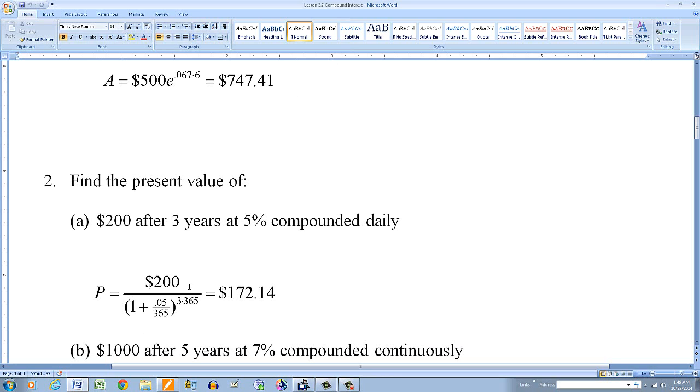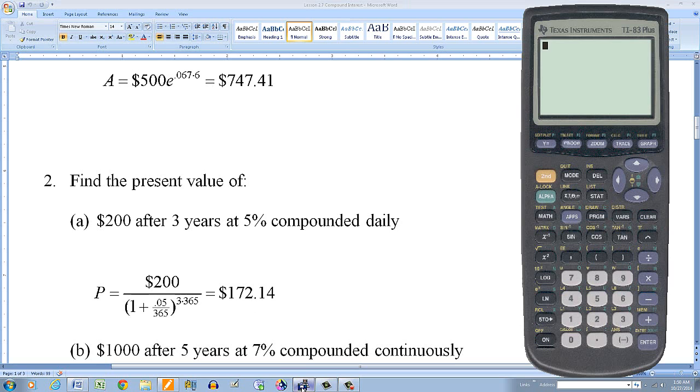So the setup is, again, the future value A, that's $200, divided by this expression here. I have 0.05, and then the frequency of compounding, it's daily, so that's 365 days in a year. And then the exponent is going to be 3 times 365. I'm just using the formula for present value for compound interest. Let's set it up here.